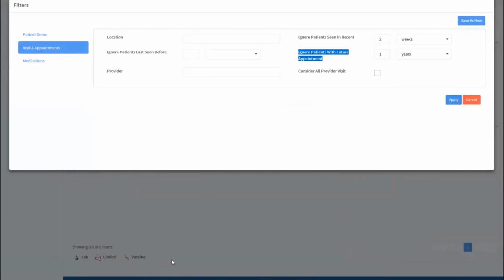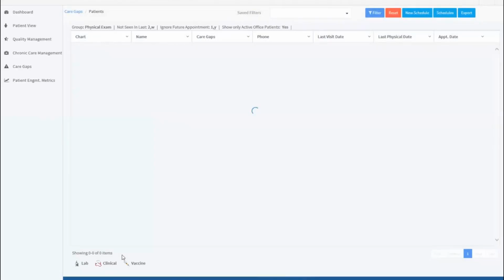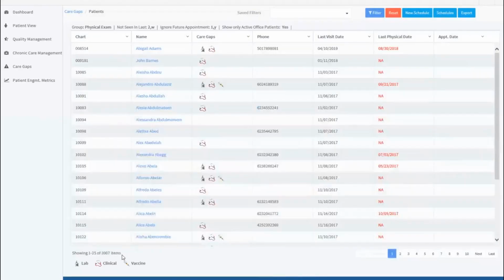And I can apply these filters and get a more meaningful data set. And you see my number dropped a little bit. And this is a demo database. In a real office, it would drop more significantly. So now I have 3,000 patients that don't have an appointment coming up. These patients are not coming back to the office. They don't have any appointments scheduled. So these are patients that we're not going to see again. So here's where we're going to get them back.